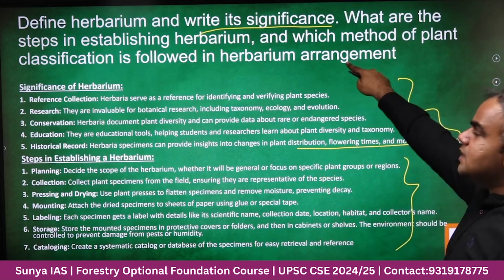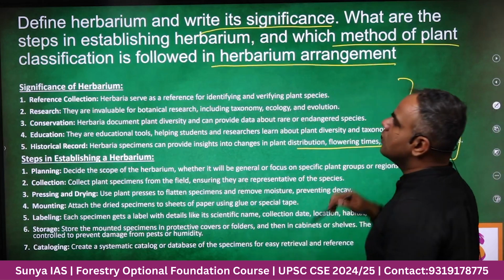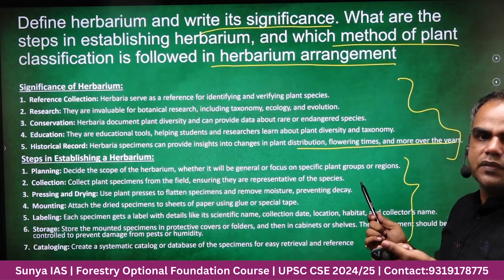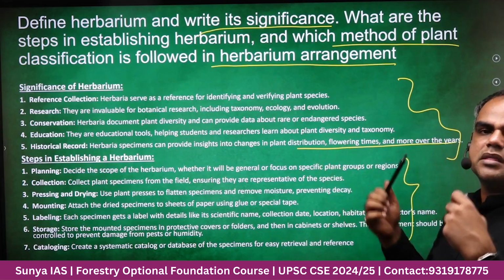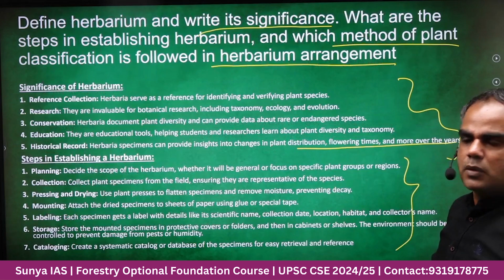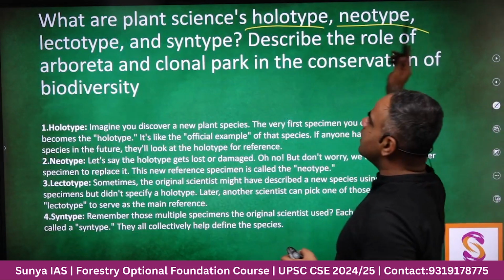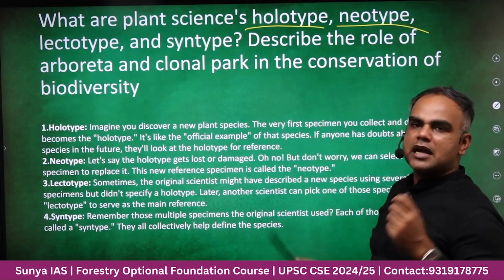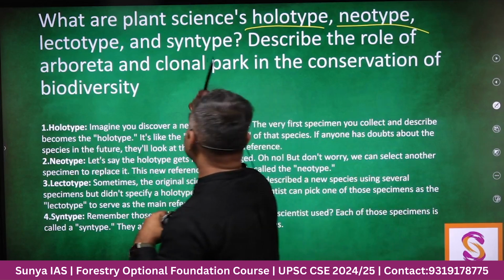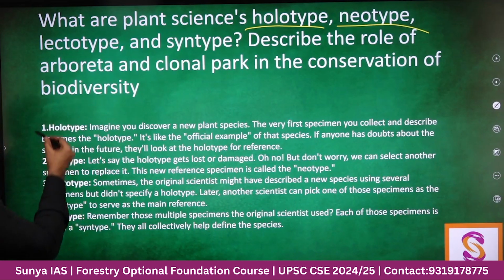And this is the part I was telling you: which is the method of plant classification followed in a herbarium? It is actually the natural method of plant classification. So there you can also mention the Bentham and Hooker model, and if you can draw that, nothing like it. Then one question was about holotype, neotype, lectotype, and syntypes. When you want to learn about the reference specimens, these terms are used: holotype, neotype, lectotype, and syntype. So what is a holotype?